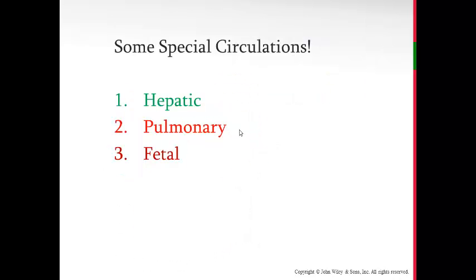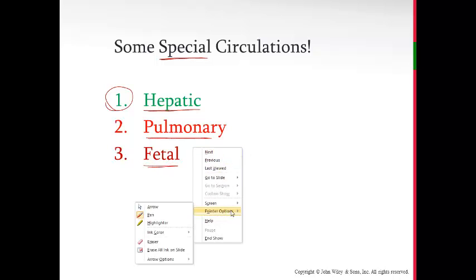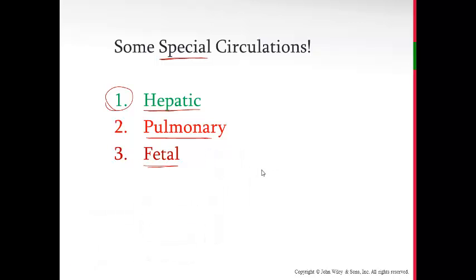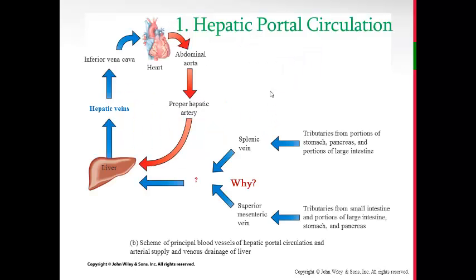All right, now some very special circulations. So we're going to take a look at our hepatic circulation, our pulmonary, as well as fetal ones. And let me change my pen back to blue, since we're not coloring the veins anymore. So first we're going to take a look at our hepatic circulation. And when you think of hepatic, where does it lead you to? Right, our good old liver. Okay, so let's take a look at our hepatic portal circulation.